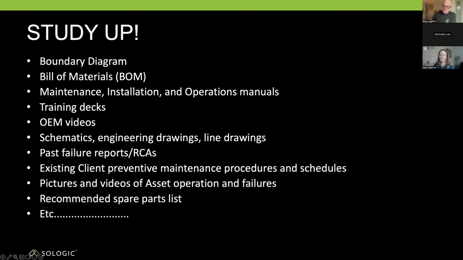Okay. And we have a follow-up question to your current slide, which is you included a bullet point about past failure reports. How is this used in the FMEA process?